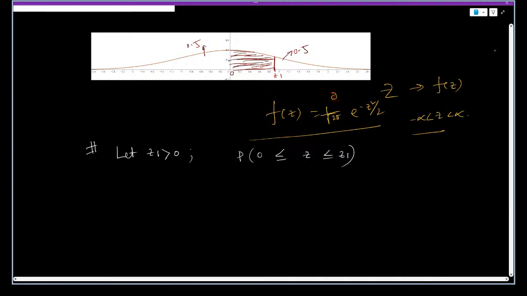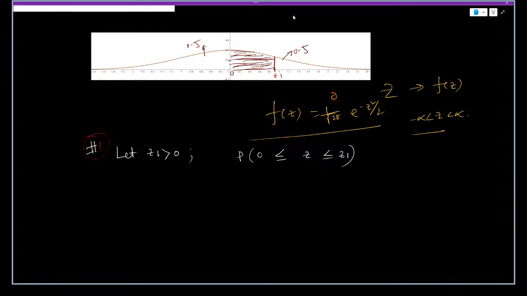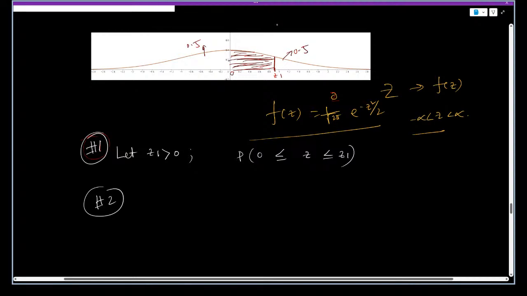Okay? Now this is one property. Property 1 I have written there. Okay? And let us go for the next one. Property 2. Actually this is just an understanding of the standard normal distribution curve.